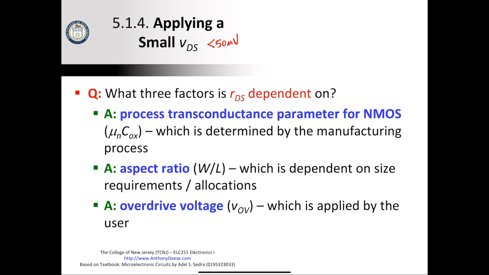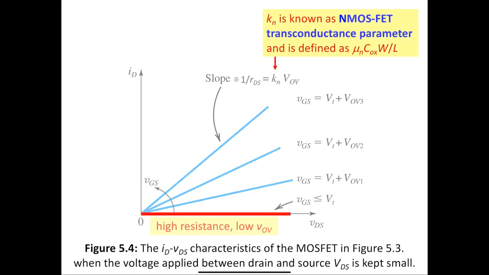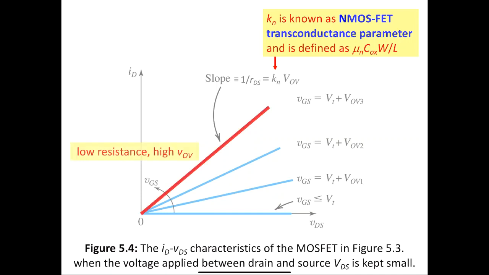So where are we? We're talking about the MOSFET when VDS, the voltage applied across the drain and the source, is either zero, meaning they're both grounded, or very small, less than 50 millivolts. And what we saw was, for that case, the linear region, we can define the VI relationship by this resistance RDS, meaning that it's linear, a constant ratio between the two. And that value of RDS is dependent on several different values: the process transconductance parameter, the aspect ratio, as well as the overdrive voltage.